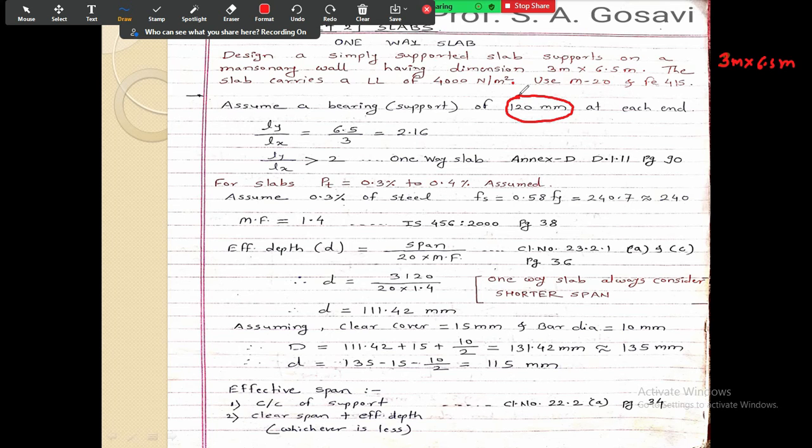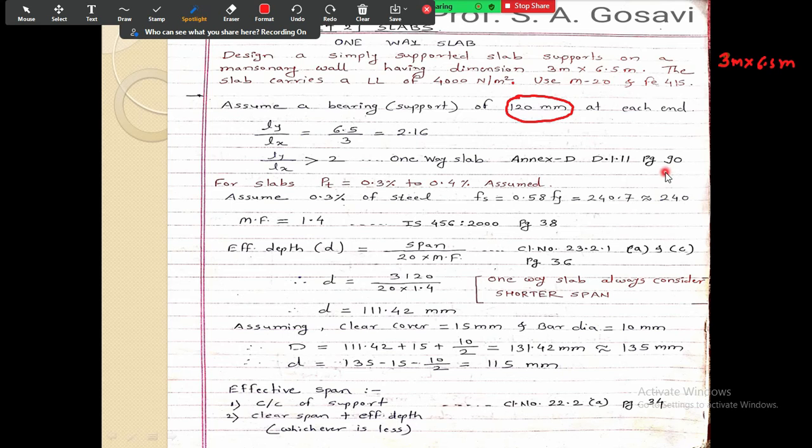Now Ly by Lx. Ly is 6.5, Lx is 3. So that ratio is 2.16. Your Ly by Lx ratio is greater than 2, so this is a one-way slab. At that time we also saw that it is given in Annexure D, D-1.11, page number 90.